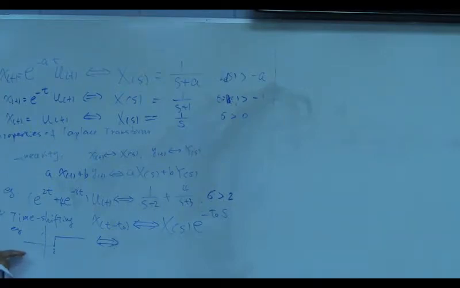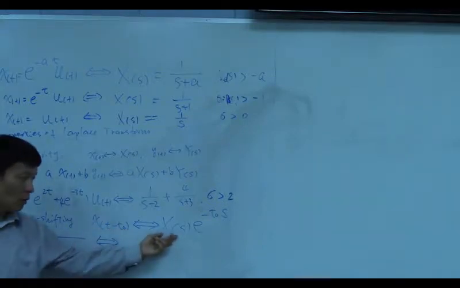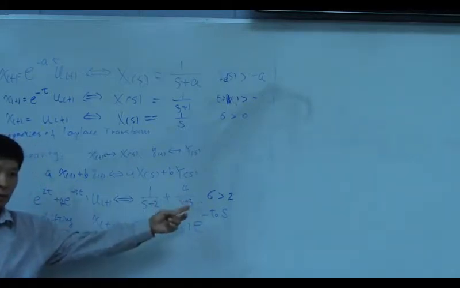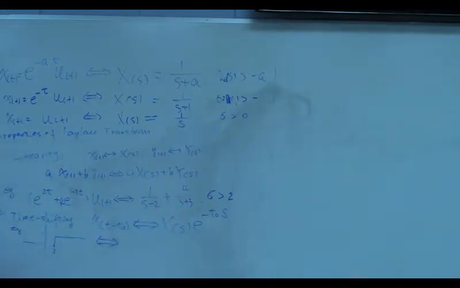What's the Laplace transform of this one? We know this one is a shift by 2 seconds of u(t). So x is u(t), shifted by 2 seconds, and that will be equal to the original Laplace transform times e to the negative t0 times s. So what is it?